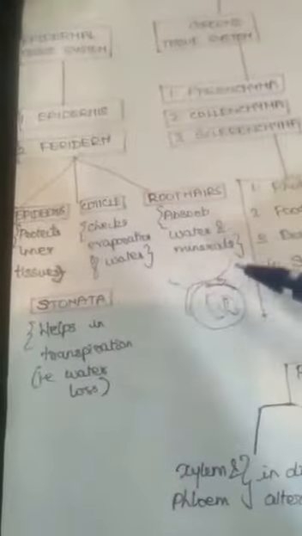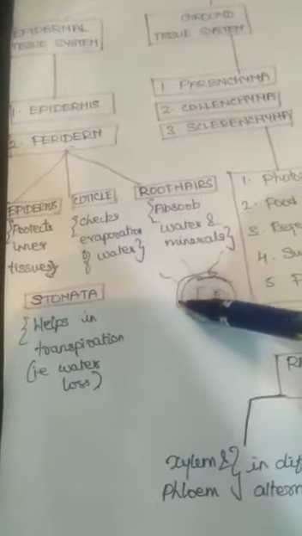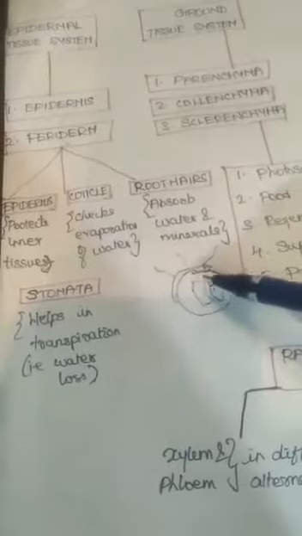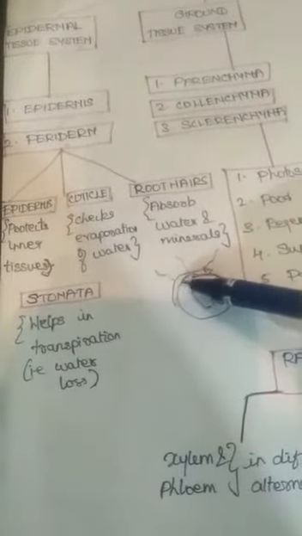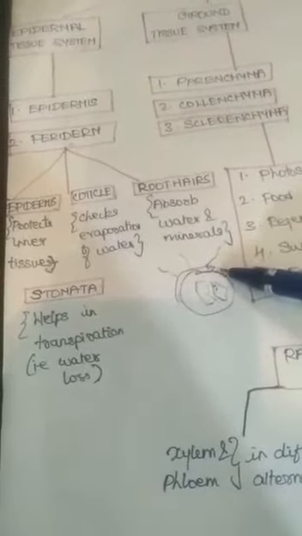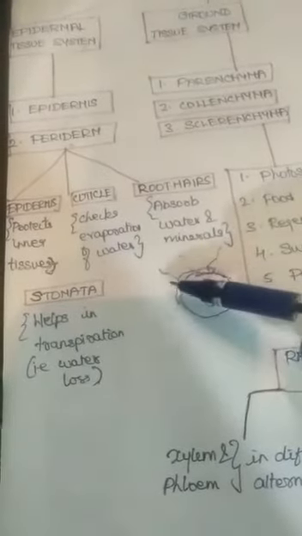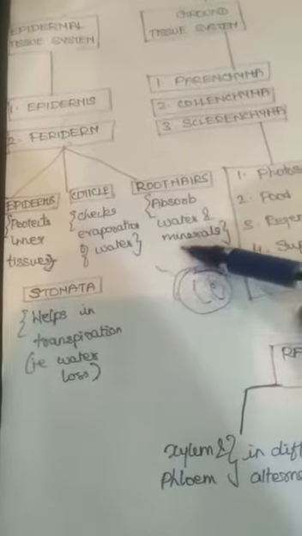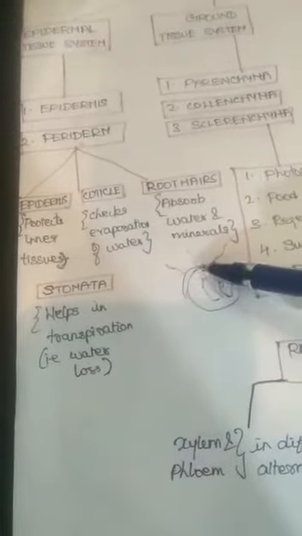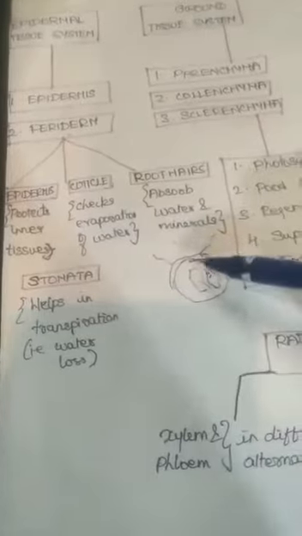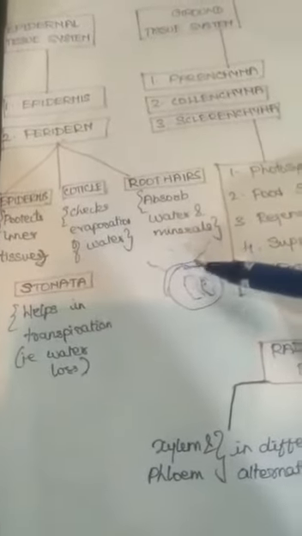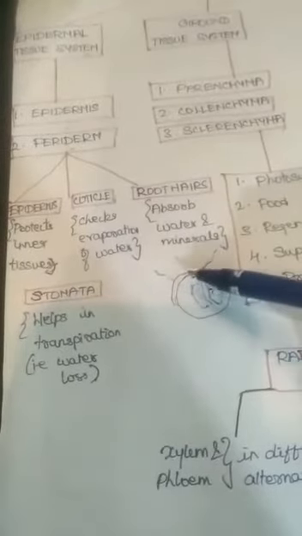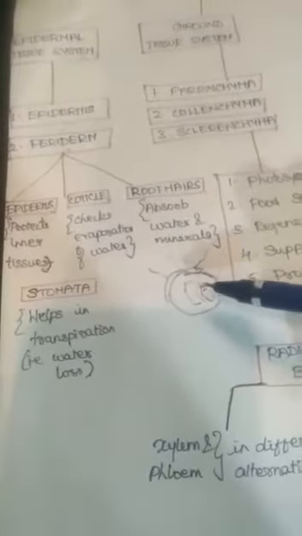Okay, again I'll repeat, epidermis is the outermost layer. It protects all the inner tissues. Small minute pores you can see in epidermis, that is called stomata. It helps in transpiration. Then root hairs. Root hairs absorb water and minerals to all the parts of the plant. Cuticle is present on the outer wall of the epidermis. It checks evaporation of water.